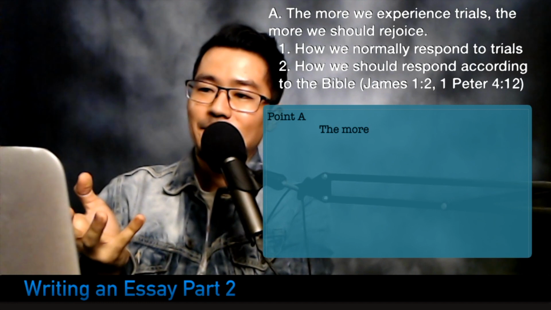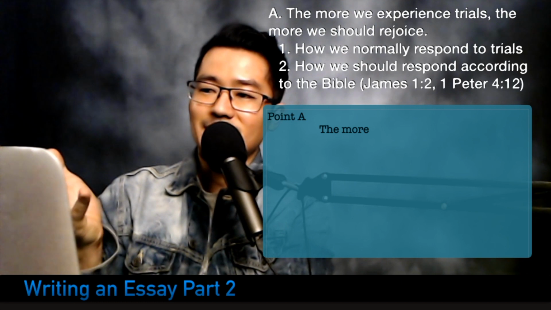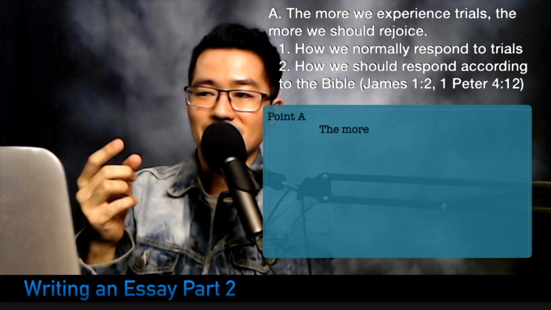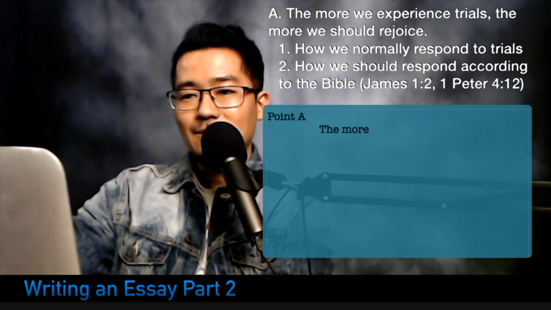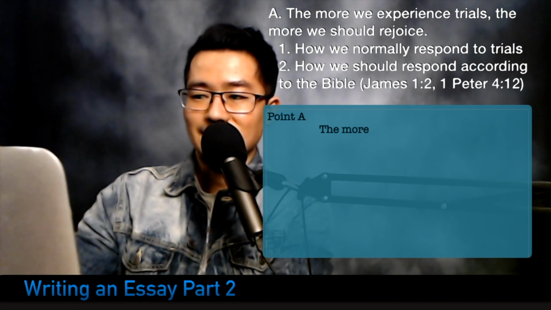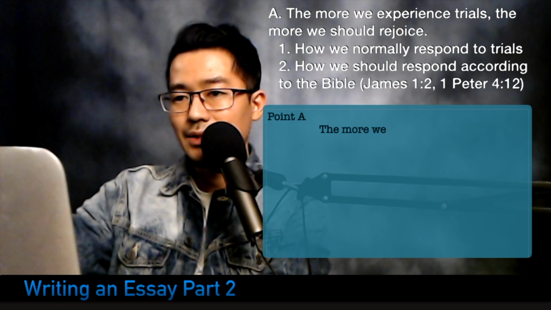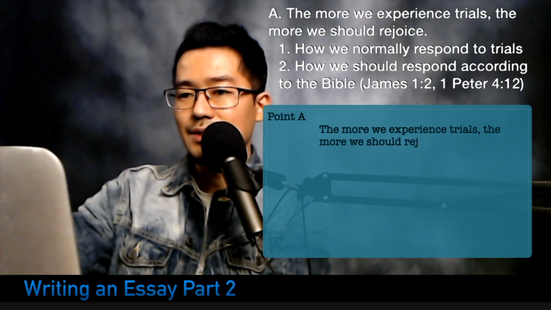So basically, when I wrote "the more we experience trials, the more we should rejoice," remember this is my topic sentence. So this is the most important point I am making in my paragraph. So I want to keep it at the beginning of the paragraph. I will explain later on why. The more we experience trials, the more we should rejoice.